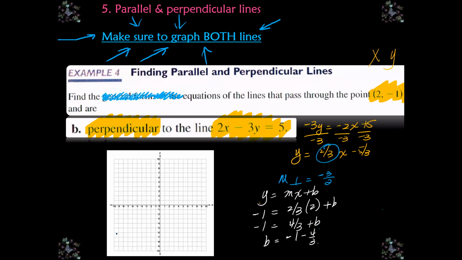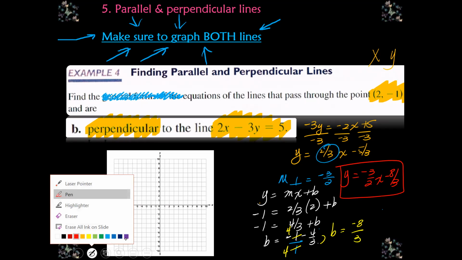And again, fractions come into play. You have a 1 right there. But if I have common denominators, I will move that to a 4, which means b is equal to negative 4 minus 4, which is negative 8 over 3. Now that I have this, my equation is going to be y is equal to my slope, which is negative 3 over 2, x minus 8 over 3. And this is my equation.